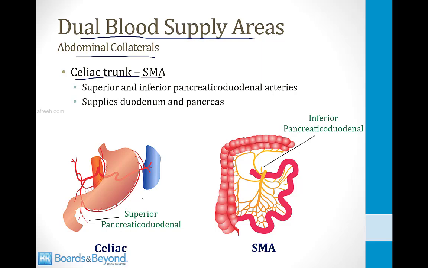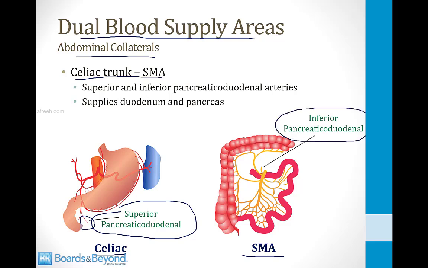If you look at this drawing on the left side of the screen at the bottom, this shows the celiac trunk, and this small branch right here is called the superior pancreaticoduodenal artery. Over on the right, we see branches coming off the SMA, and this little branch right here is the inferior pancreaticoduodenal artery. Both of these vessels, the superior and inferior pancreaticoduodenal arteries, are going to give off branches that link up together. This is called anastomosing, and this is going to allow blood supply to the duodenum and the pancreas to come from either the celiac trunk or the SMA. And that's the idea behind a dual blood supply area.